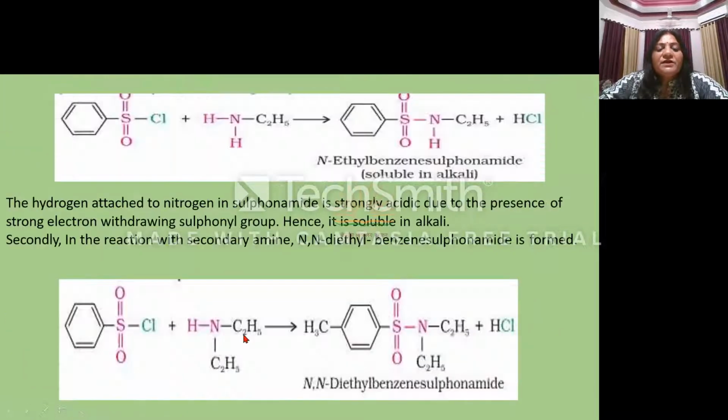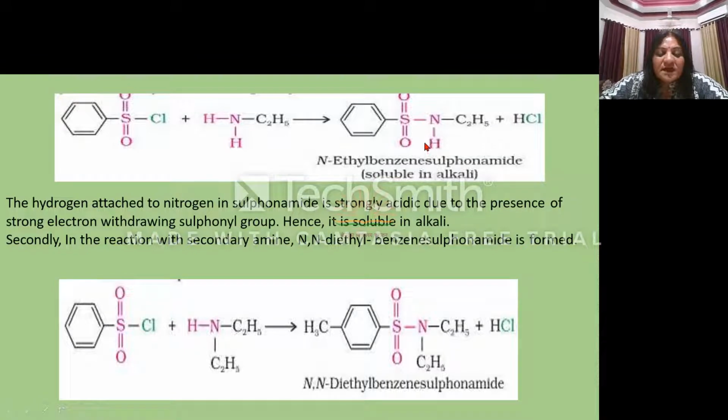This is benzene sulfonyl chloride, reacting with a 1 degree amine. Then it forms N-ethyl benzene sulfonamide, soluble in alkali. The reason is that this hydrogen is acidic in nature, so it is soluble in alkali.